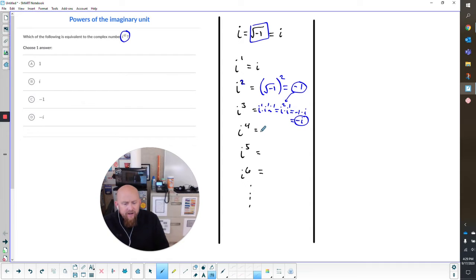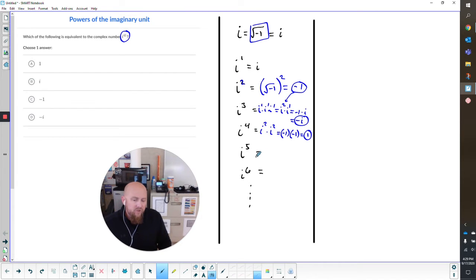So i to the fourth. You could go i times i times i times i, or you could say, how about this? i squared was kind of a nice result. What if we went i squared times i squared? The exponent rules would allow us to add those exponents up because we're multiplying the same base. So i squared times i squared, you substitute negative 1 in for i squared, and you get negative 1 times negative 1. So i to the fourth is just positive 1, a real number.